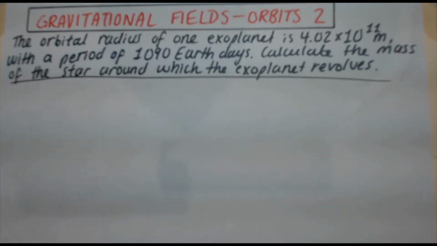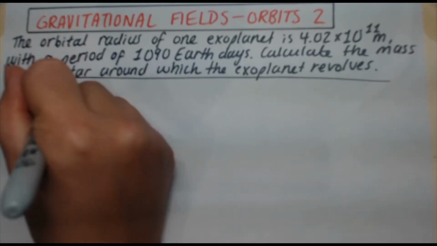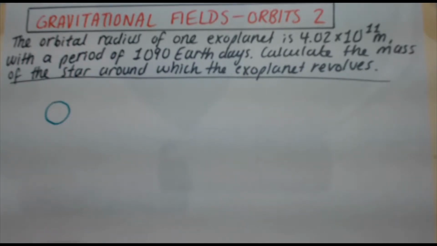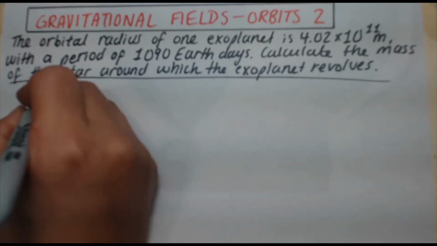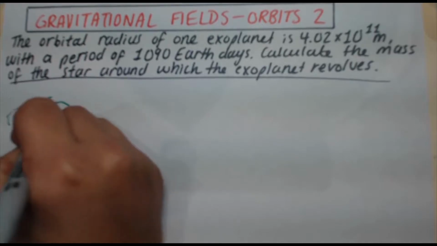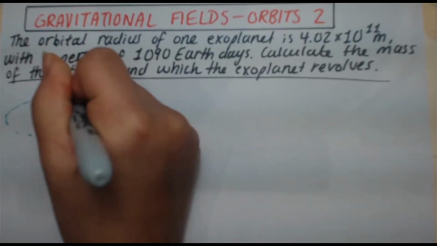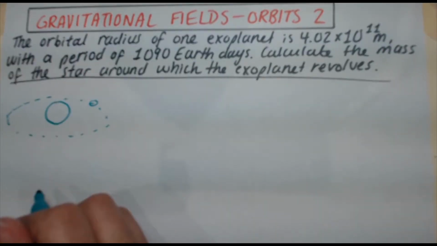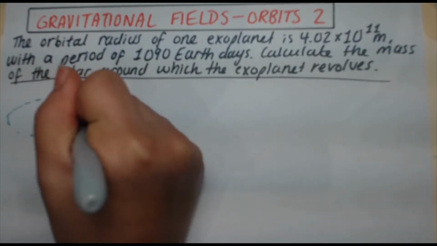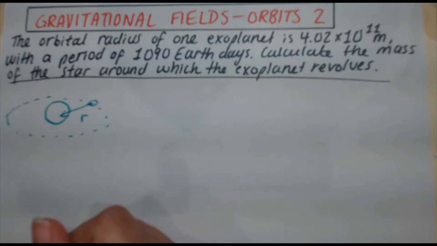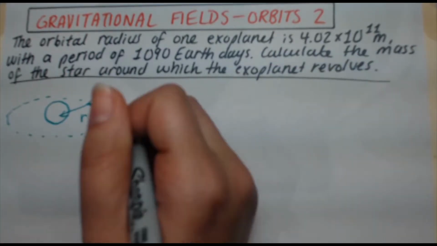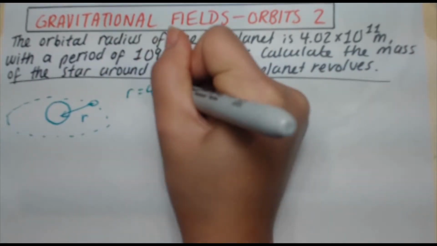So I'm going to start this off by drawing a really simplistic picture, just to get a sense of what's going on. I've got a star and an exoplanet orbiting in a somewhat circular or elliptical path. The distance between the star and the exoplanet is r, the distance between their centers, and they tell us that distance is 4.02 times 10 to the 11 meters.